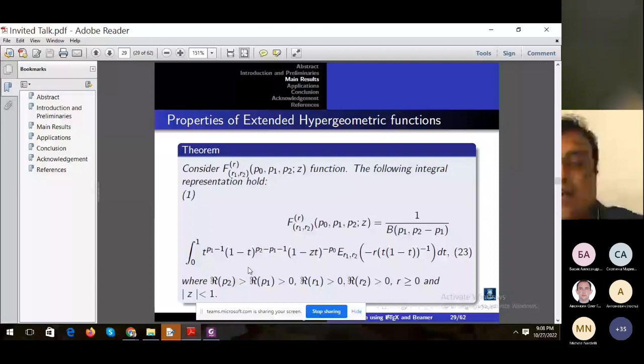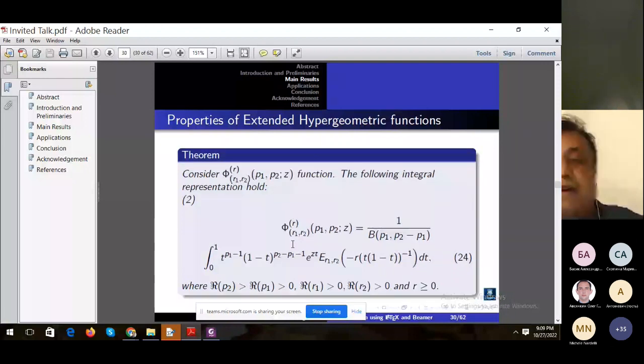Now you can see that in this theorem, we showcase that F of r, r1, r2 is the extended Gauss hypergeometric function. Then the following integral relation holds. This integral relation involves F of r, r1, r2 equal to 1 upon the beta function of p1 and p2 minus p1. The integral is from 0 to 1, t raised to power p1 minus 1, (1 minus t) raised to power p2 minus p1 minus 1, (1 minus z t) raised to power minus p0, and this is the extended Mittag-Leffler function, which we call the Wiman's function, in the kernel. This integral holds true for the extended Gauss hypergeometric function for the following convergence condition.